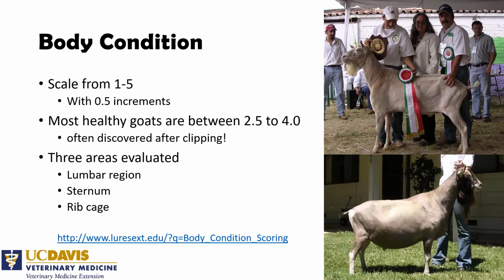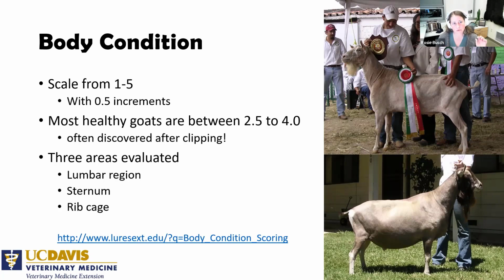Okay, so just a really quick, brief overview of body condition. First, we'll talk about goats. In goats, it's on a scale from 1 to 5, and we also use 0.5 increments. There's a video through Langston University, developed with the American Dairy Goat Association, on doing body condition scores in dairy goats.